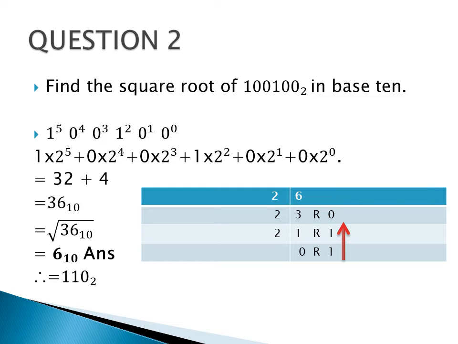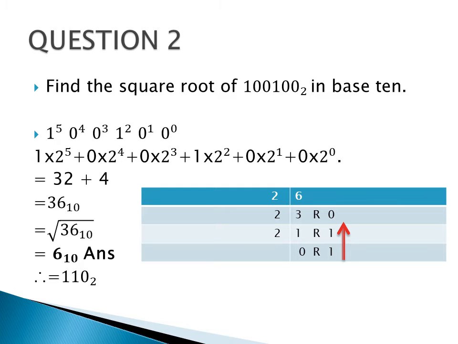So we expand everything using binary notation. Then if you expand it properly, you're going to get 36. But we're asked to find the square root of that. So we're supposed to find the square root of 36, which is going to invariably give us 6.